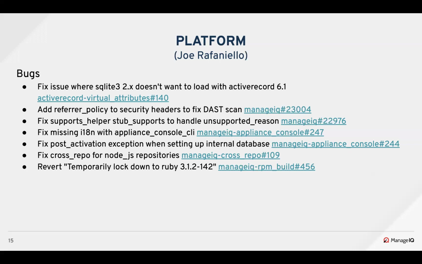both have been done. Adam fixed an issue in the cross repo tool where the Node.js repos were failing because we were trying to run both bin setup and npm install. And Brandon removed the temporary lockdown of Ruby to Ruby 3.1.2, now that both UBI 9 and CentOS Stream 9 both have version 3.1.4. Next slide, onto the API.